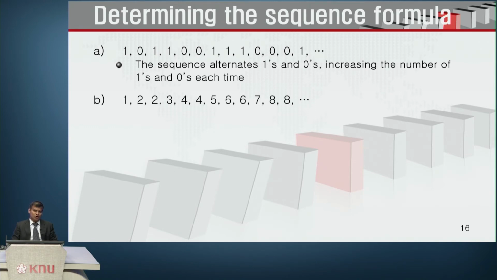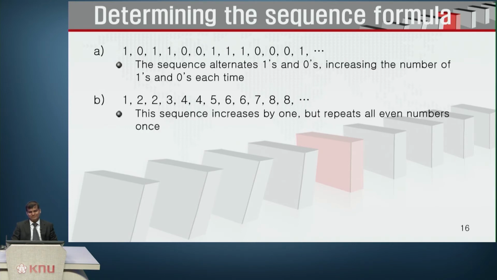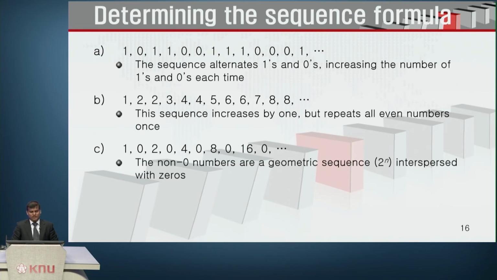How about this one? 1 2 2 3 4 4 5 6 6. Do you see that the odd numbers appear once and the even numbers repeat 2 times? Yes, that's a hint that you have. Likewise, here again, 1 0 2 0 4 0 8 0 16 0. Did you see that the geometric pattern repeats, as well as 0 being placed between each number, like 2 power 0 onwards? Yes, the non-zero numbers are a geometric sequence, that is 2 power n, interspersed with zeros.